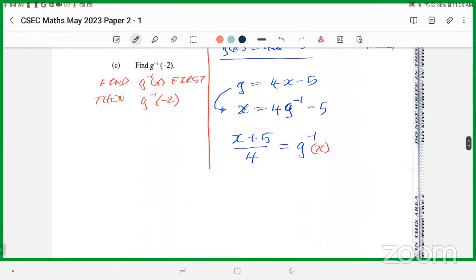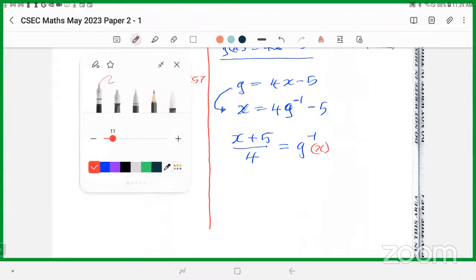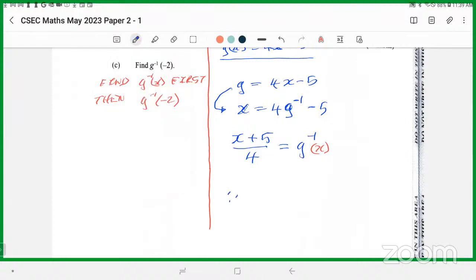And so from this now, we can find the g to the minus 1 of -2 by substituting the -2 in there. So we can now say, therefore, g to the minus 1 of -2. So we'll substitute the -2 here and there to get what that value is: -2 plus 5 divided by 4. Then it becomes 5 minus 2, which is 3 over 4. That's 3/4, that's 0.75. But that is the answer right there. All right, that is that.